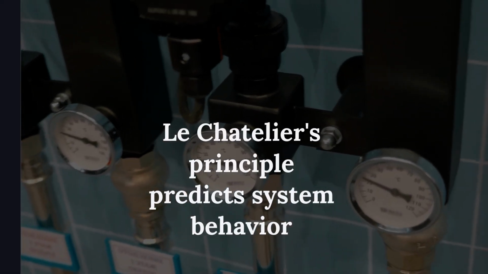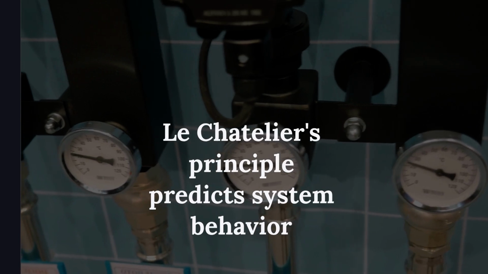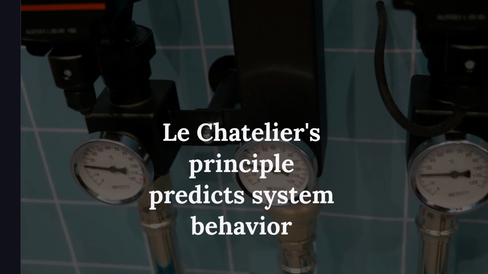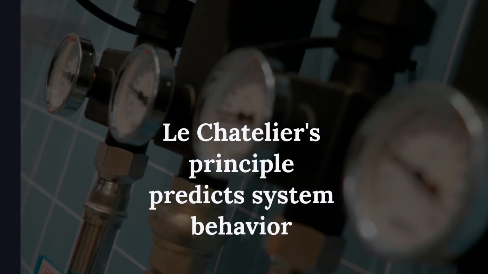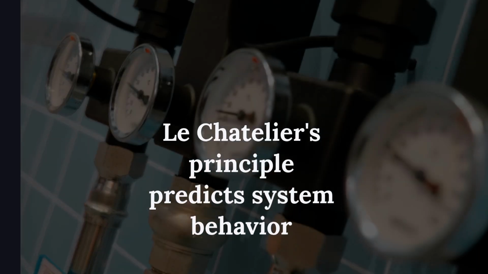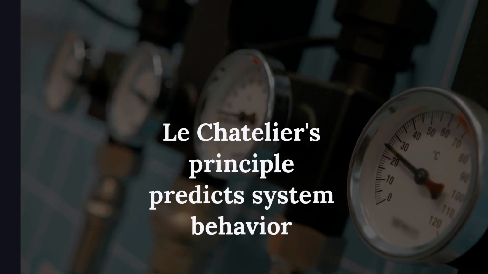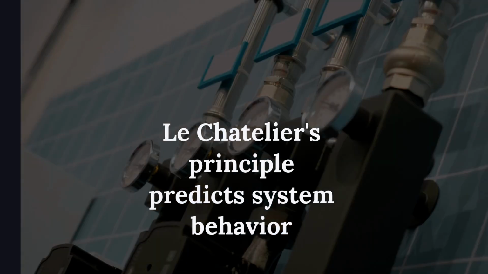Le Chatelier's principle states that a disturbed equilibrium system shifts to oppose the change. This restores equilibrium by adjusting the reaction direction. It applies to concentration, pressure, and temperature changes. Understanding this principle helps predict system behavior. It's essential for explaining chemical reactions.